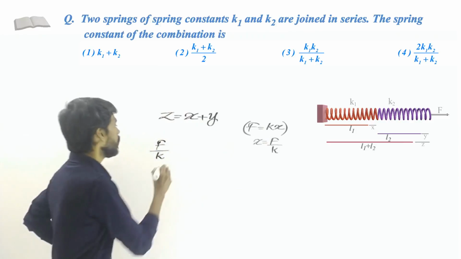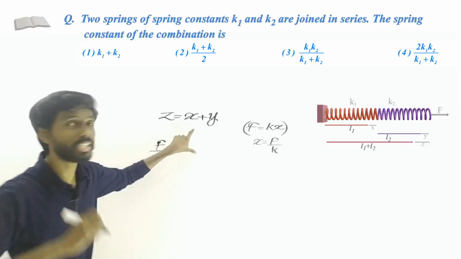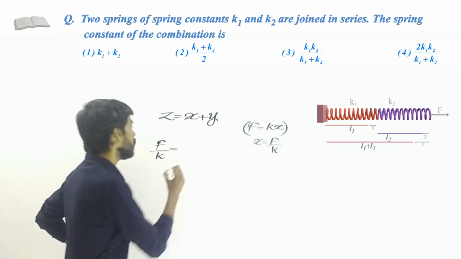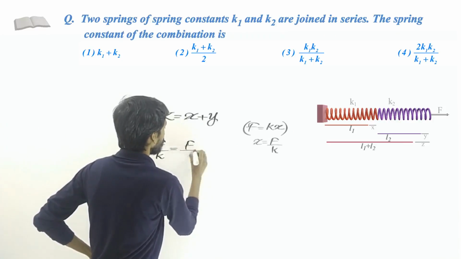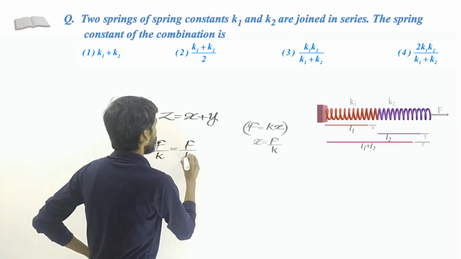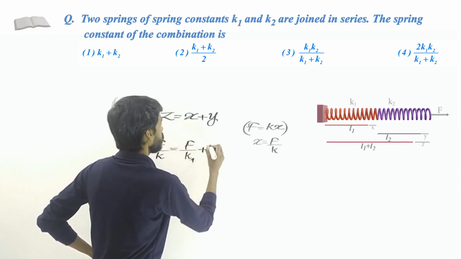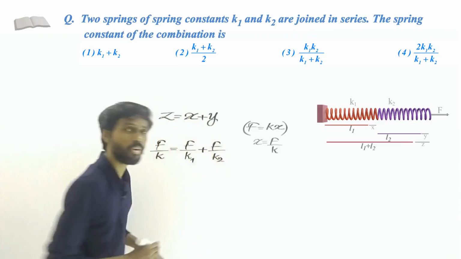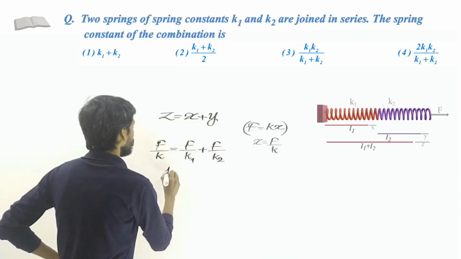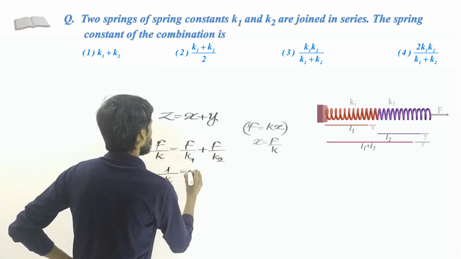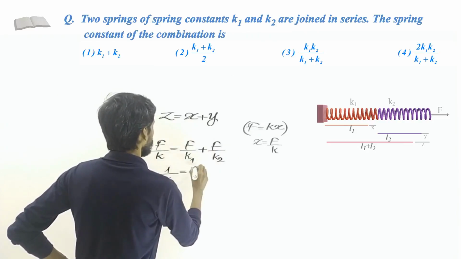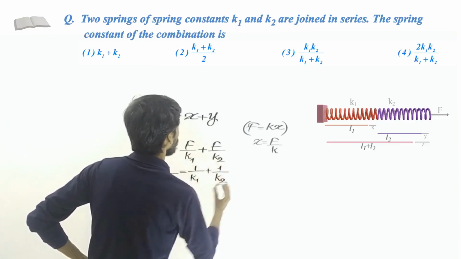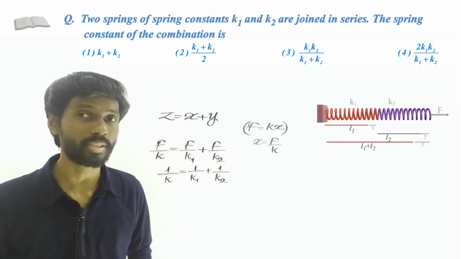Now similarly, for the first spring the same formula works: force divided by spring constant, but the force is the same F only, divided by the spring constant K1, plus similarly y, force divided by the spring constant K2. This is the relation. So 1 divided by K equals 1 by K1 plus 1 by K2. That is the relation.